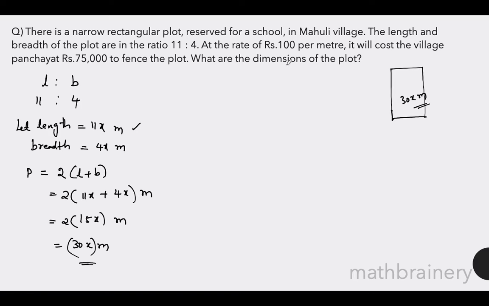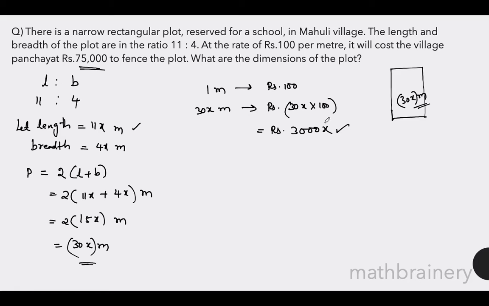Now what is given? The cost to fence the plot is 100 rupees per meter. So if for 1 meter the cost is 100 rupees, then for 30x meters, that means to fence this entire plot of perimeter 30x meters, how much should it cost? It should cost 30x into 100 rupees, isn't it? What is 30x into 100 rupees? It is rupees 3000x. But what is given? According to the condition, it will cost the village panchayat 75,000 rupees. That means this value is 75,000 rupees. So it is 3000x is equal to 75,000 rupees.